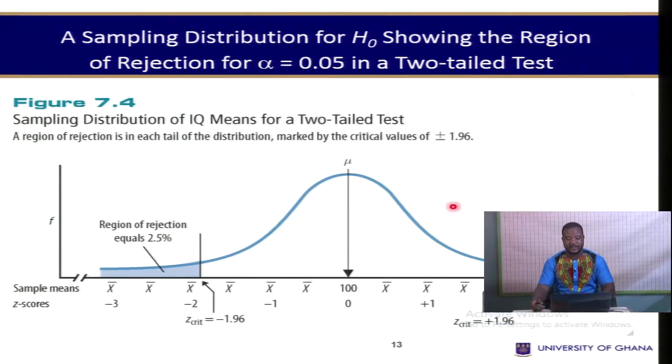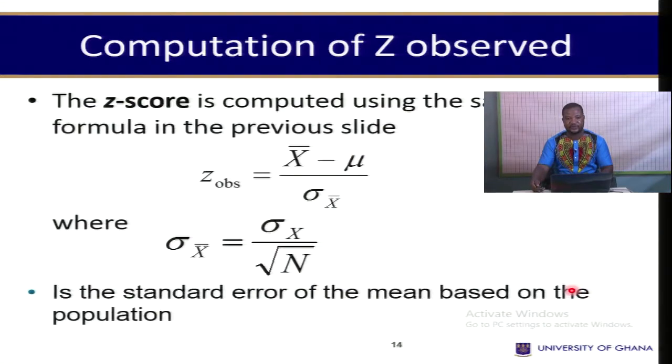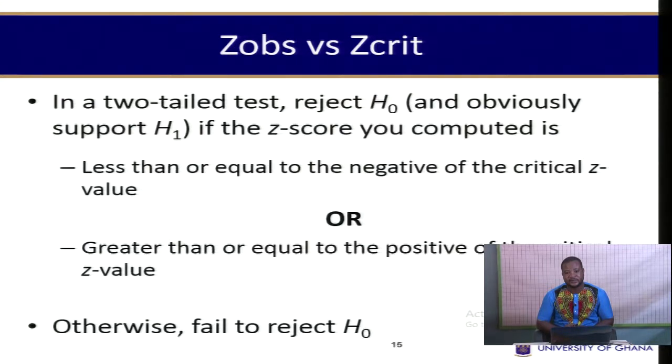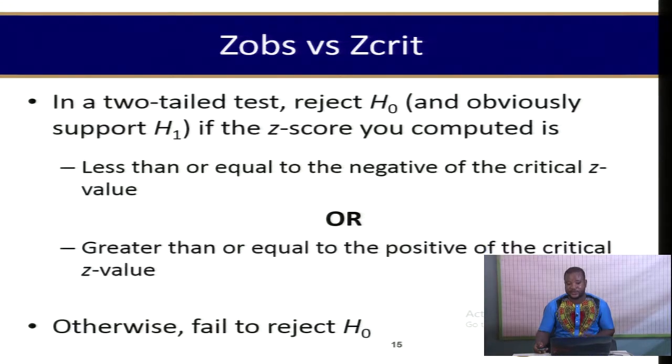So if you want to summarize what is on this graph in line with our computed z value, then this is the decision that we are going to take when we are dealing with a two-tail situation. We will have to reject our H0 if the z-score that we have computed is less than or equal to the negative value of the critical z. Or we will also have to reject our H0 if the z-score that we have computed is greater than or equal to the positive value of the critical z.